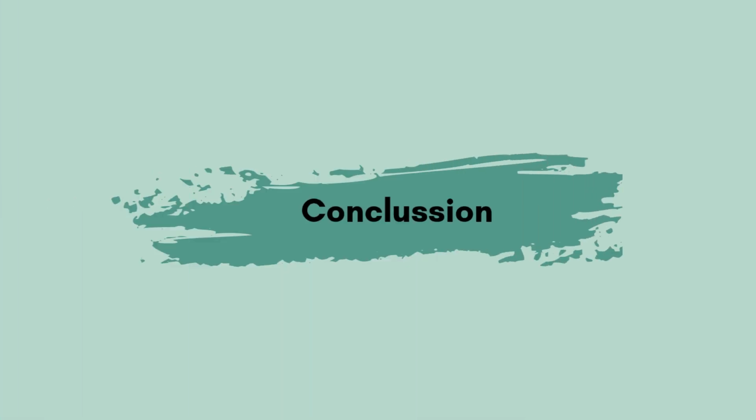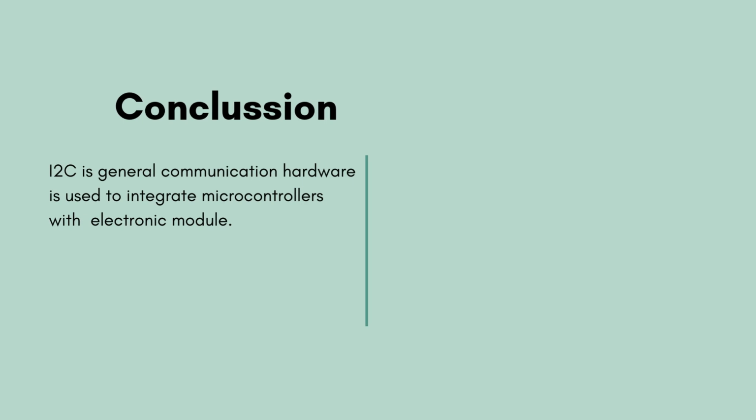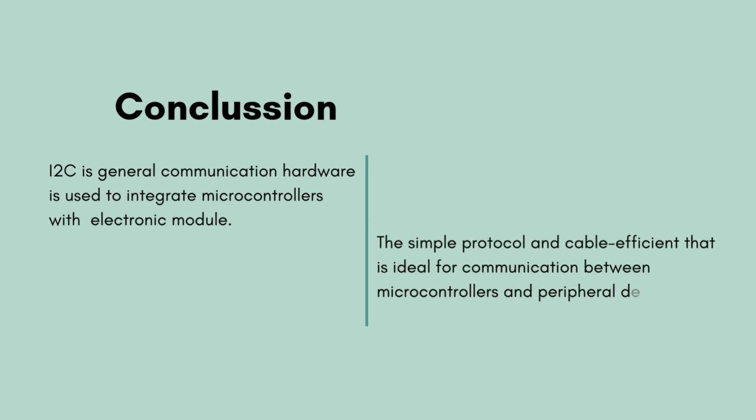Next are the conclusions. I2C is a general communication hardware protocol used to integrate microcontrollers with electronic modules. Its simple protocol and cable efficiency are ideal for communication between microcontrollers and peripheral devices in embedded systems.